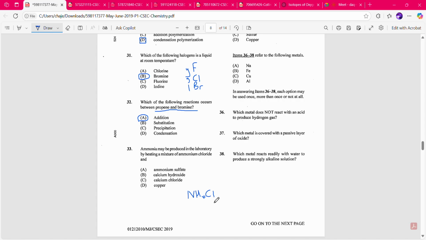And calcium is very reactive. It's one of those top metals, very reactive in the electrochemical series. It's likely to displace the ammonia. So it's either calcium chloride or calcium hydroxide.